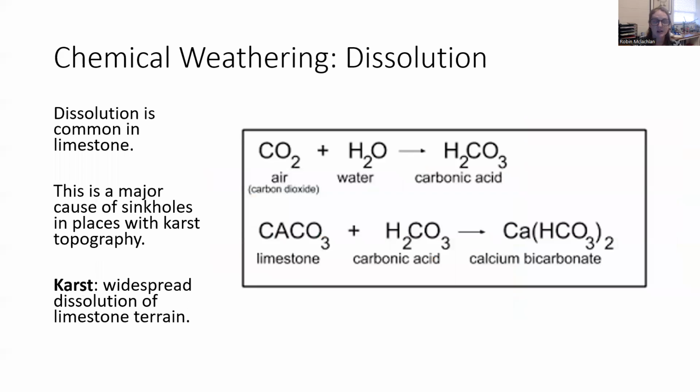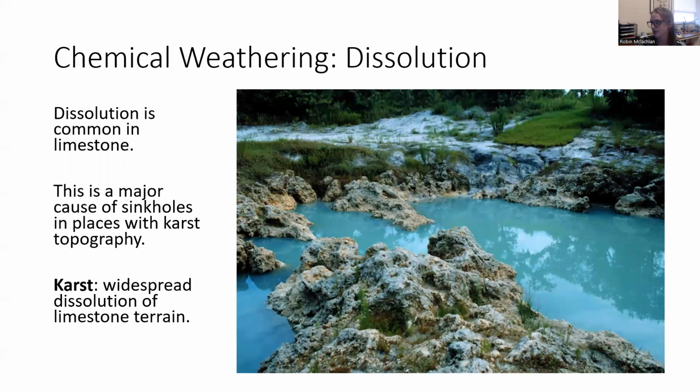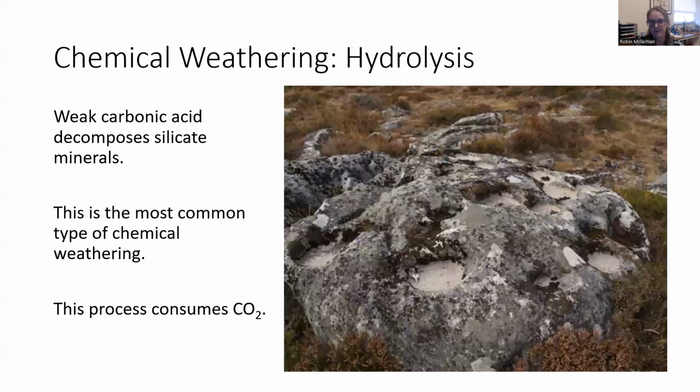Okay. So what's physically happening here? For example, dissolution in limestone. When you add carbon dioxide to water, you create carbonic acid, right? If you add carbonic acid to limestone, then that limestone is going to dissolve, creating sinkholes and caves and what we call karst topography. Karst is just the widespread dissolution of limestone, right? And it can look like this, where you can get dissolution of the surface. It can also, if it's below the surface, cause caves, caverns, things like that. So that's dissolution, right? You add water to a rock and that rock dissolves, so solid material is lost.